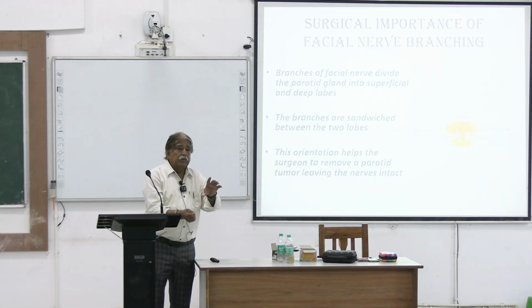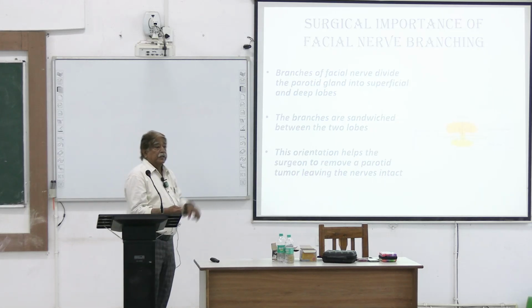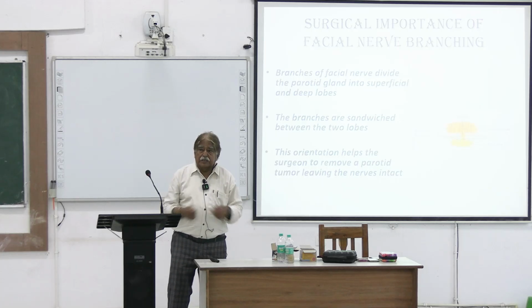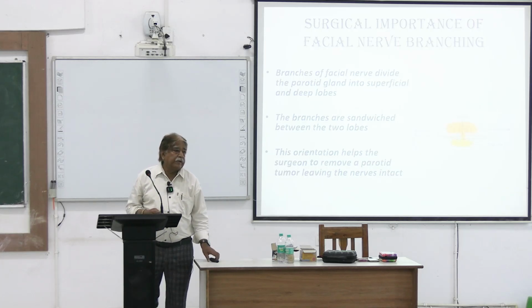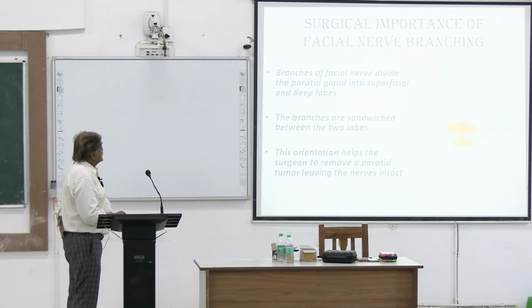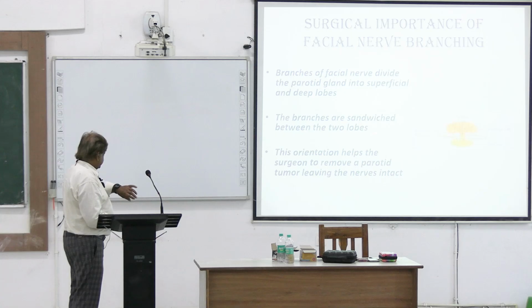Say, imagine you have read the uterine artery. It profusely bleeds if the clamp is not applied or the ligature is not put properly. So, the branches are sandwiched between the two lobes. This orientation helps the surgeon to remove a parotid tumor, leaving the nerves intact.